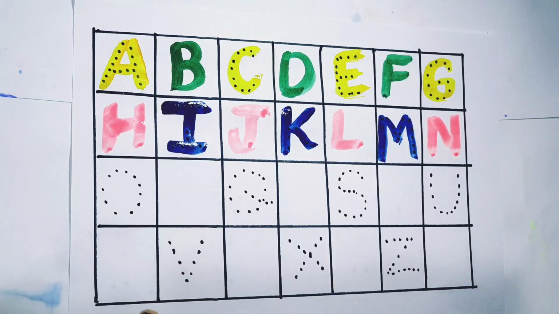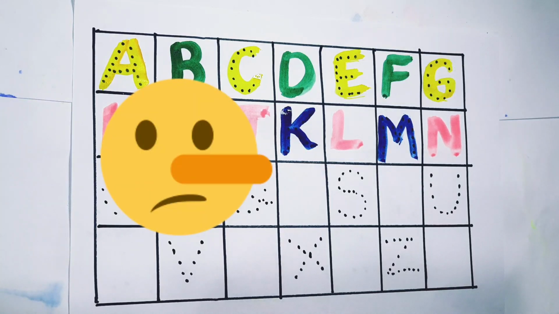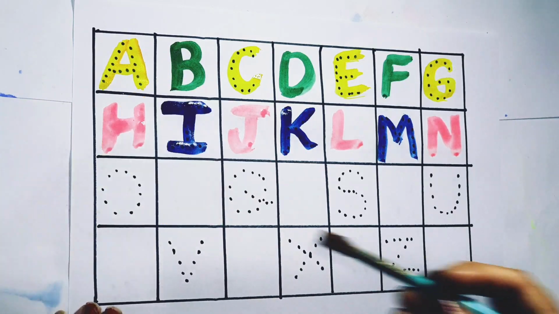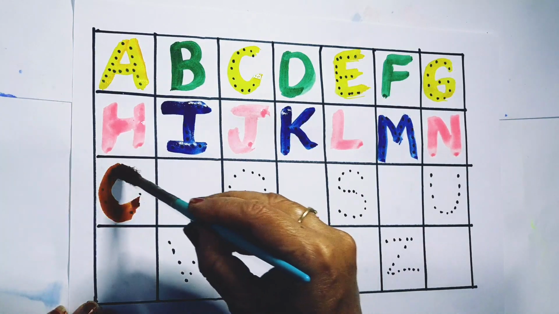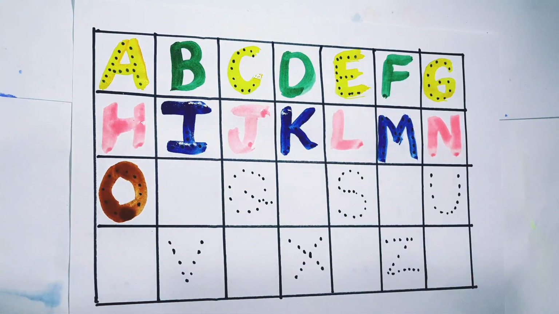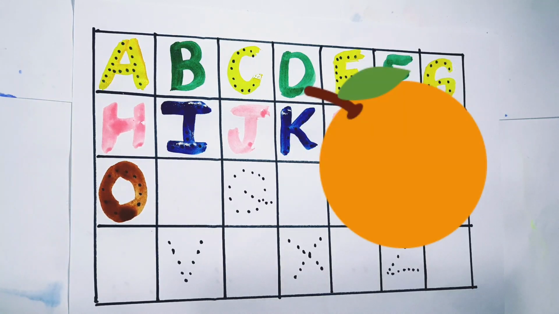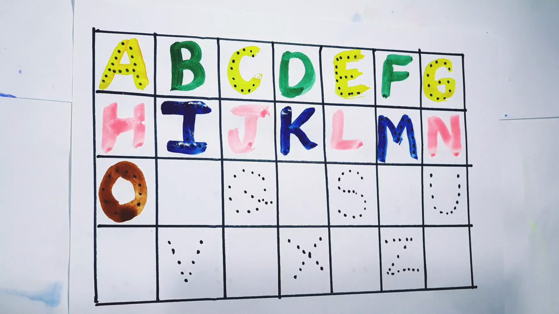Pink color. N. N for nose. N for neck. Brown color. O. O for owl. O for orange. Purple color.